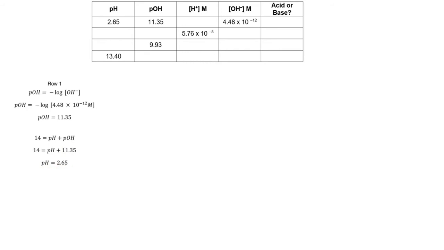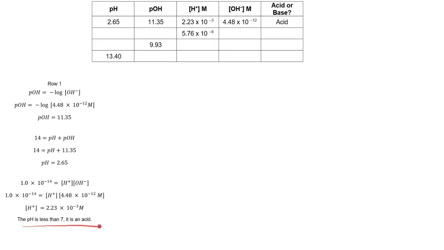One more value in this row, we need to calculate the concentration of H+, or if you prefer, hydronium ions. I am going to use this equation right here. Plugging in my hydroxide concentration, I get a hydronium concentration of 2.23 times 10 to the negative third. Now I have all 4 of my values. My last question that I want to answer is, is this an acid or a base? And because the pH is less than 7, this is an acid. That's the first row done. Let's go on to the second row.